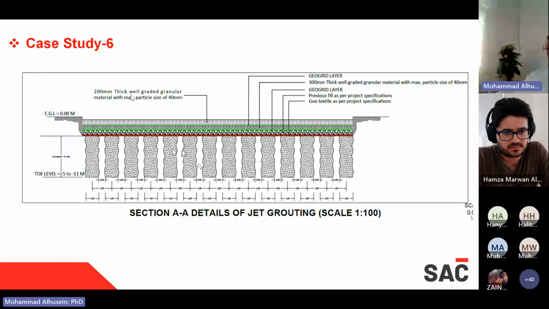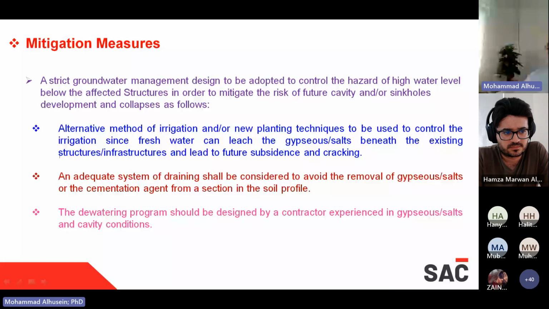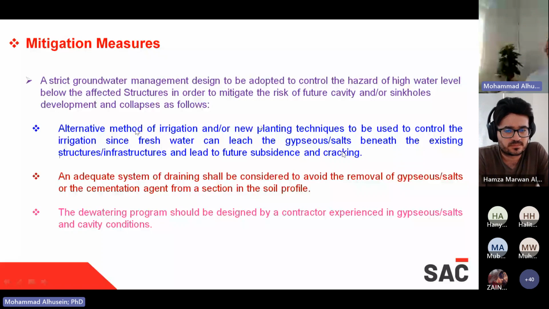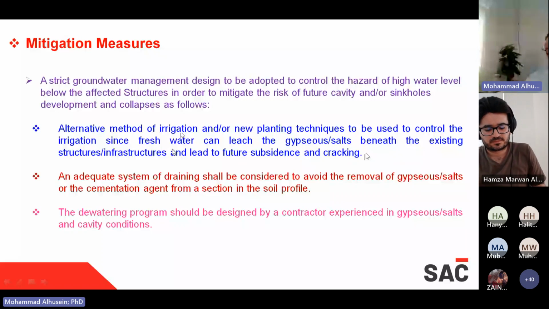The mitigation measures are strict groundwater management, because the enemy of this subsurface soil is water. Use alternative methods of irrigation, or even don't do any irrigation in the areas where you have these subsidences. One of the clients, whose building I visited, told me that his friends, family, and relatives living in the same area didn't do any irrigation or any green area. They use artificial green carpets, and their buildings are in perfect condition, except mine, because I did real landscaping, and see what happened to my building.